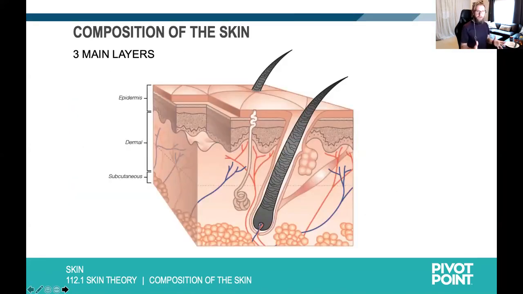So with that, let's talk a little bit further. Unless you guys have any questions, I'm keeping an eye on the chat. I haven't seen any questions come through, but if you've got questions about those, feel free to put them out there. But let's also talk about the actual composition of the skin, the different layers.